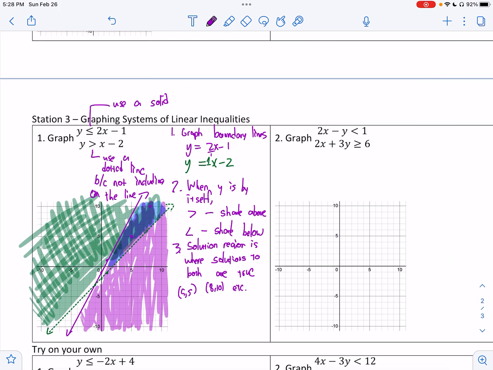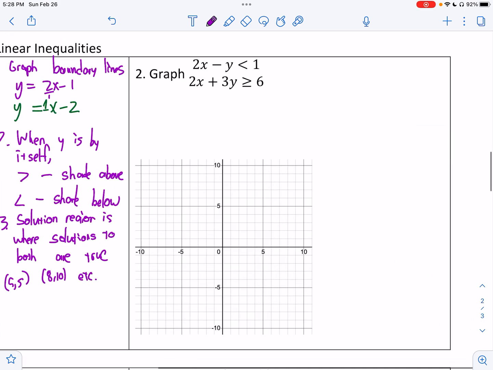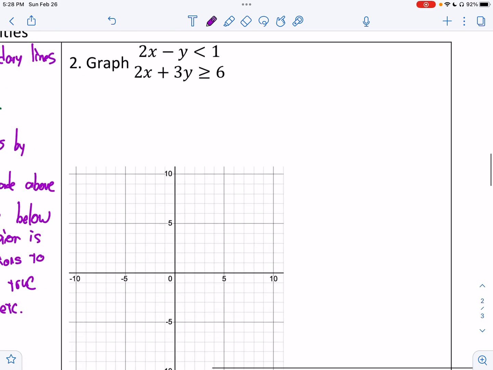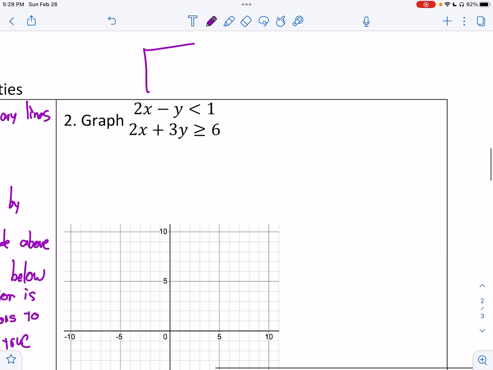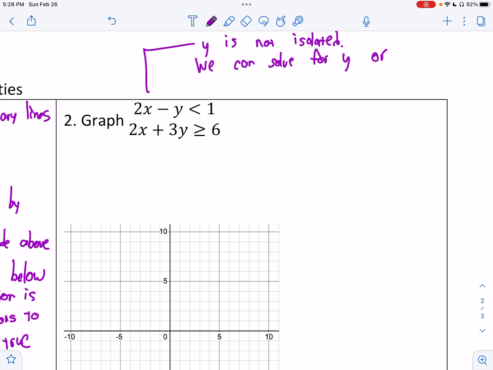All right, so the second one, same idea. Now the lines are not in slope-intercept form. So just like with graphing, I have two options. I can solve for y, since y is not isolated, or graph using intercepts. And I'm going to do both. So for the first one, I will solve for y. The second one, I'll do the intercepts method.